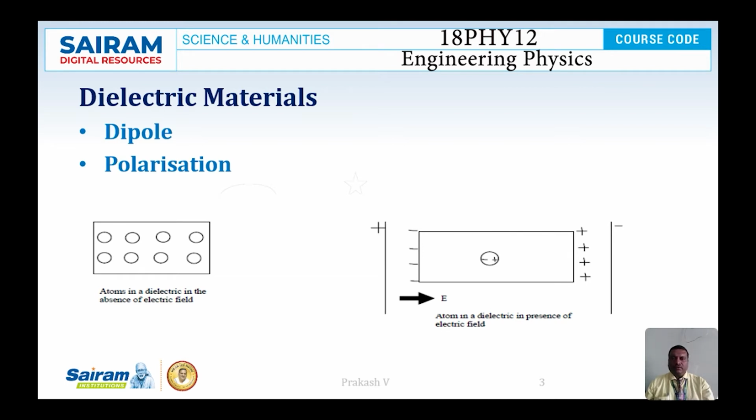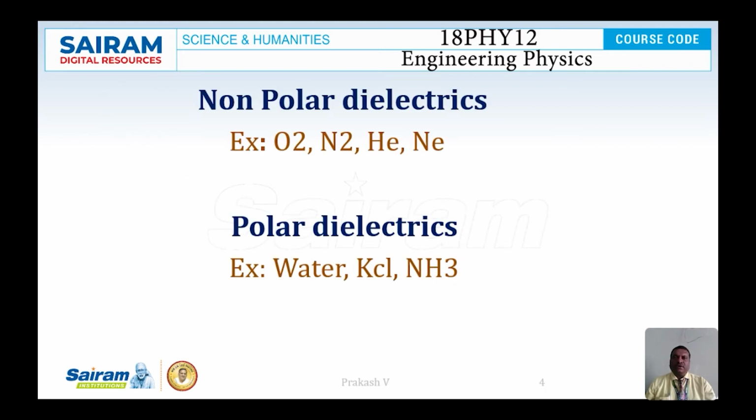Now I am going to discuss what non-polar dielectrics or non-polar molecules are, and what polar molecules are. First, let us take up non-polar dielectrics or non-polar molecules. Examples: oxygen, nitrogen, helium. So these are all examples of non-polar dielectrics. If the center of gravity of the positively charged nuclei and the electron cloud coincides, the molecule is called a nonpolar molecule or nonpolar dielectric material. For a nonpolar molecule, the electric dipole moment is found to be zero.